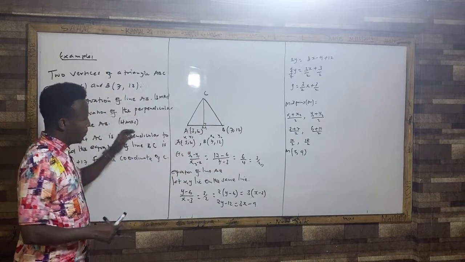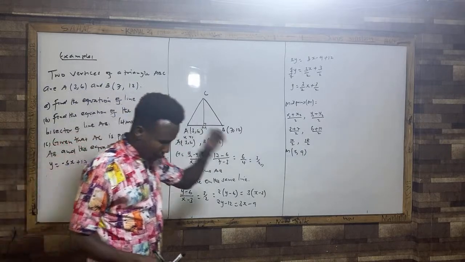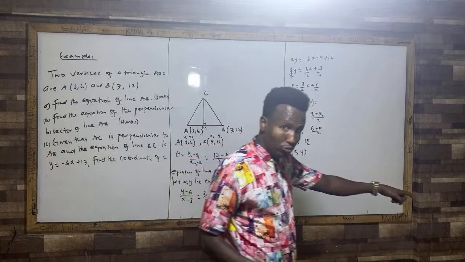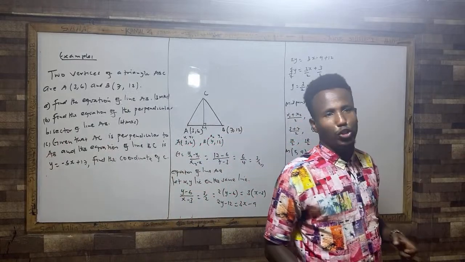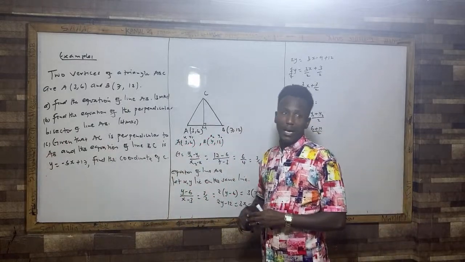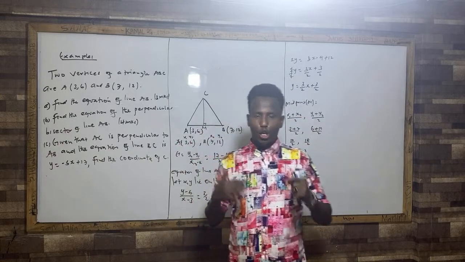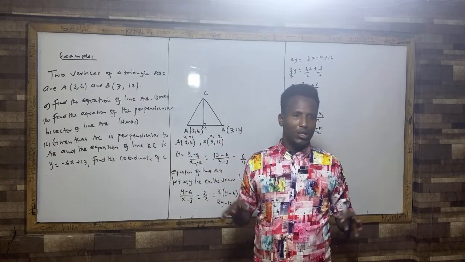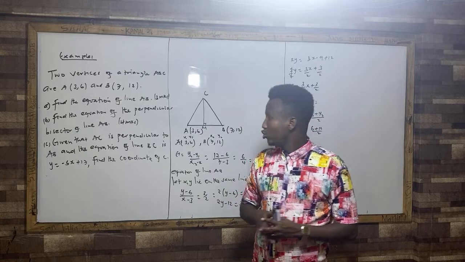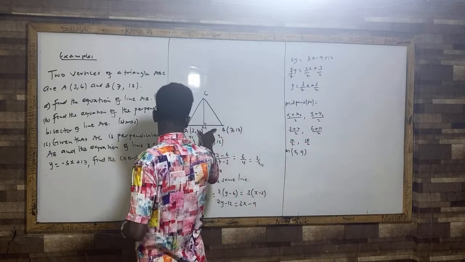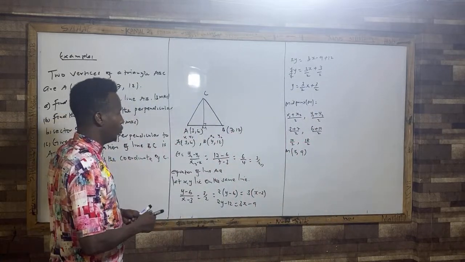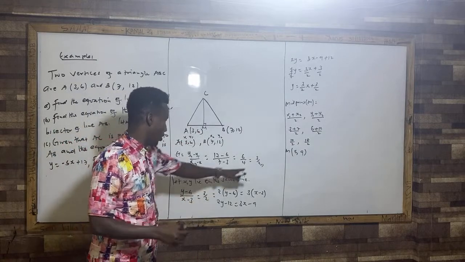Now, remember, the line CM is perpendicular to AB at point M. And we know that two lines are perpendicular if the product of their gradients is negative 1. So what are we going to say? Because we have the gradient of line AB, which is this one. Don't forget.